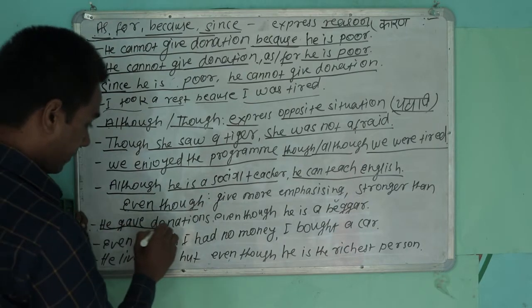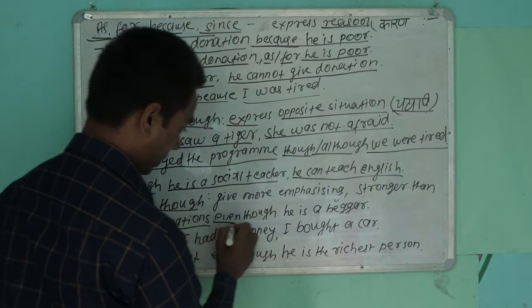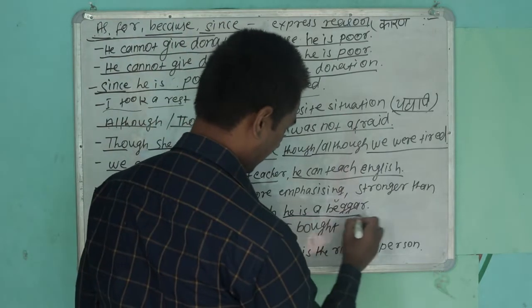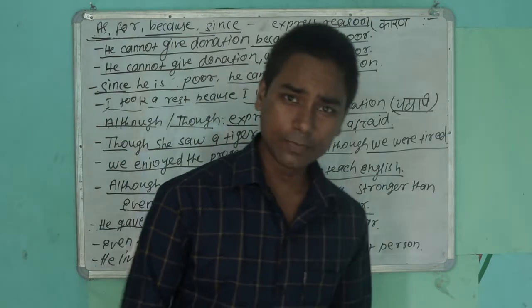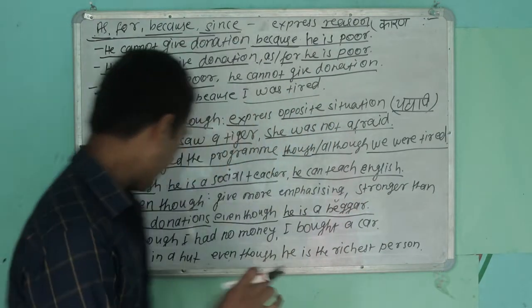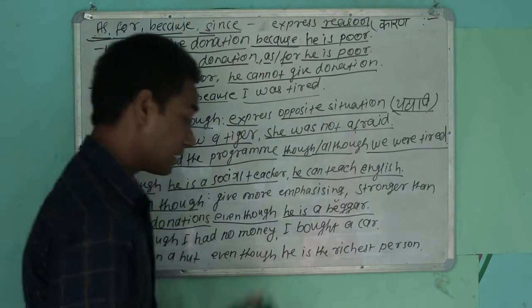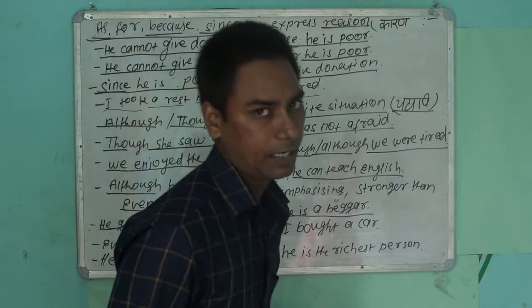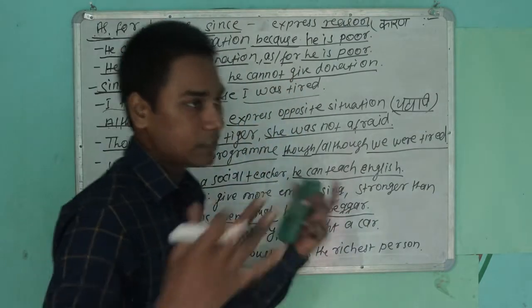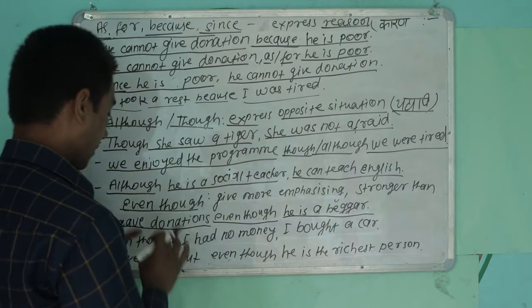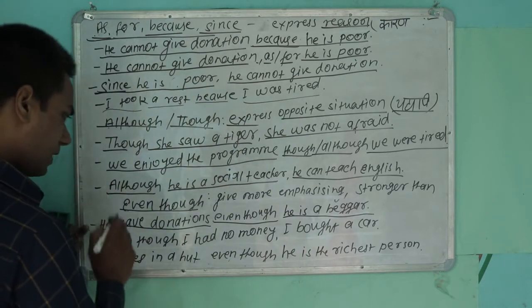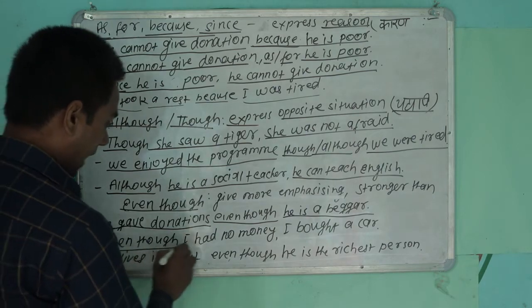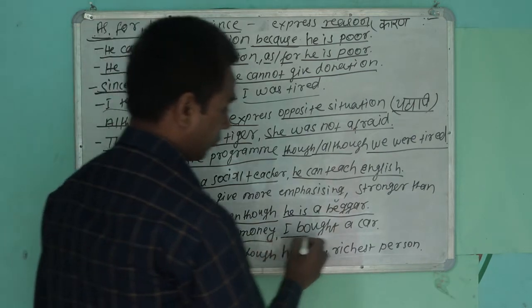He gave donations even though he is a beggar. Look, normally what happens? Can a beggar give a donation? No. But here, he gave donations even though he is a beggar. So here also, it is a contrast situation, but it gives more emphasis. Okay. Next, even though I had no money, I bought a car.